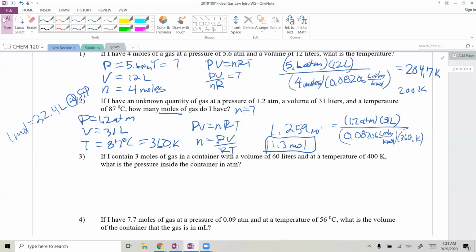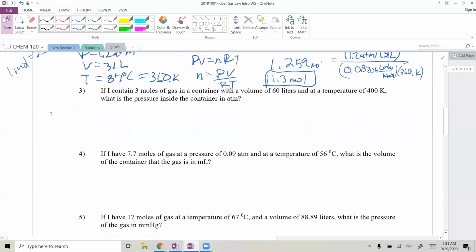Let's look at this next one. If I contain 3 moles of gas in the container with a volume of 60 liters and a temperature of 400 Kelvin, what is the pressure inside the container in ATM? So our moles is 3. Our volume is 60 liters. Our temperature is 400 Kelvin. And so we don't actually have to change anything because they're all in the correct units.